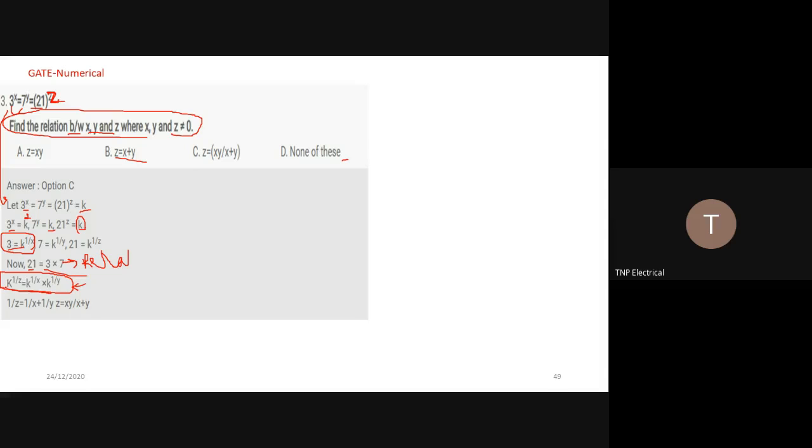So now here, the base is the same, k, so you can simply write 1 by z equal to 1 by x plus 1 by y. Here it is multiplication, so you can put it into plus form. So it can be represented as xy upon x plus y. So z equal to xy upon x plus y, my friend. So this is a simple solution. Hope it is understood by you.